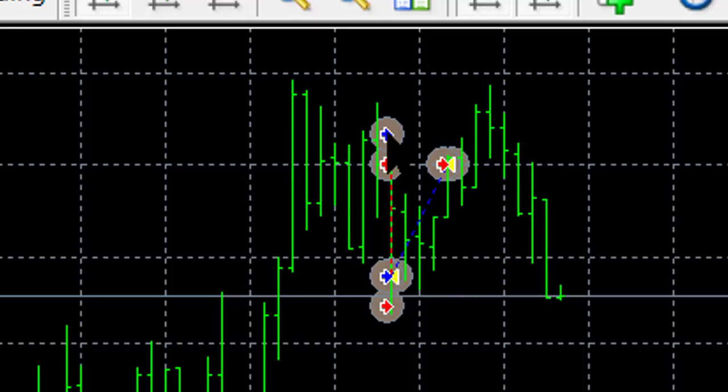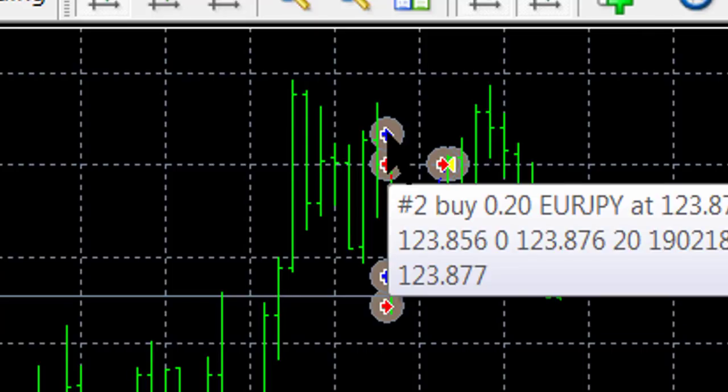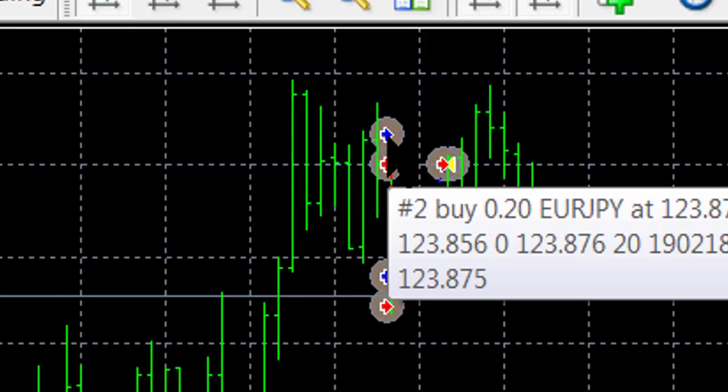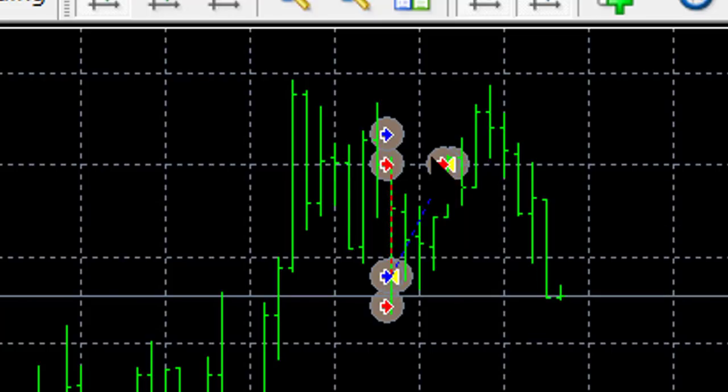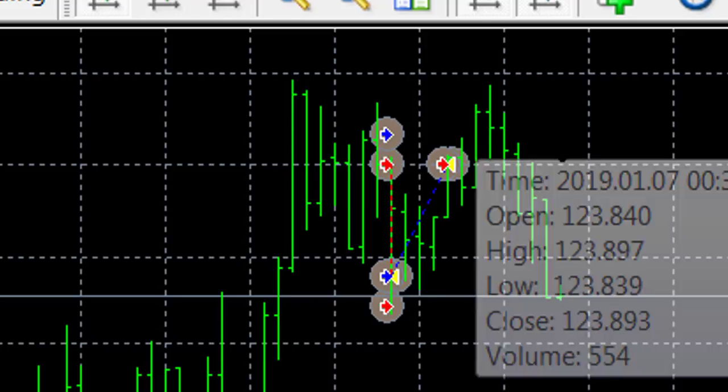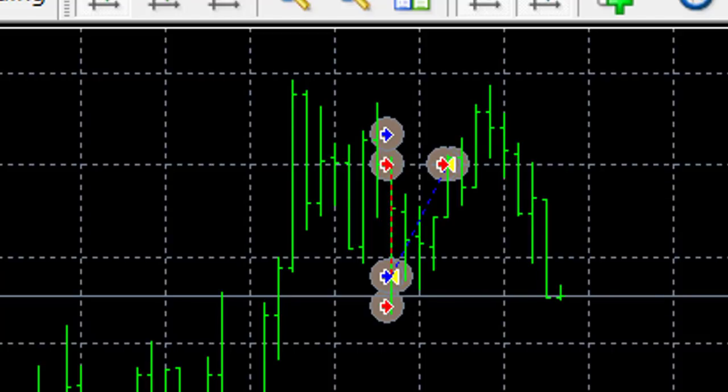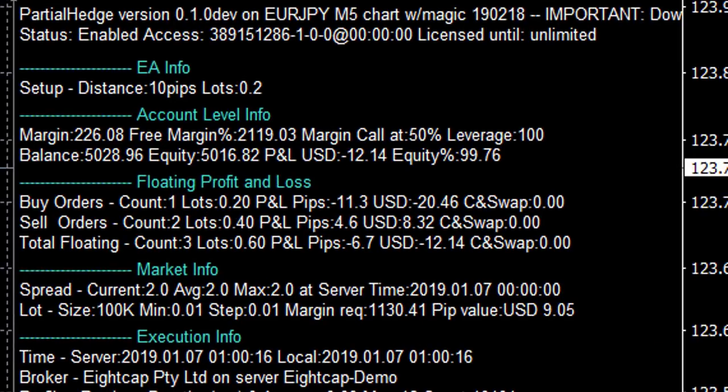Now, because there was already an open buy from the start, we don't add another buy there. We now have a buy and a sell there, and we are ready to go. At this point, we need margin because we have two sells. We've got a sell at that level, and we've got a sell there, and we've got a buy at the top. So you can actually see this. There's the count: one buy, two sells, and you can see the lot sizing. The buy is 0.2, the sells is 0.4.